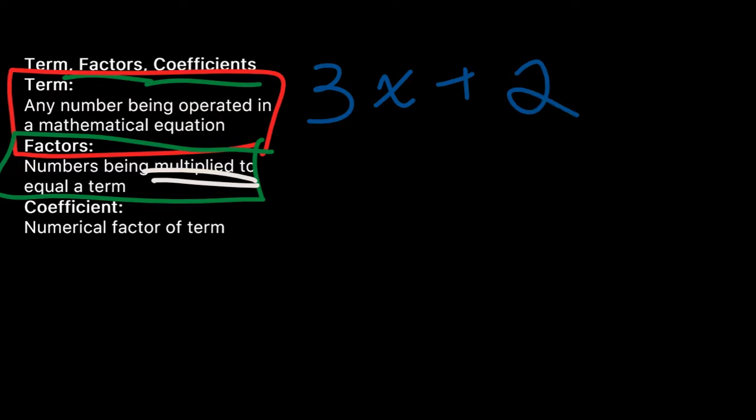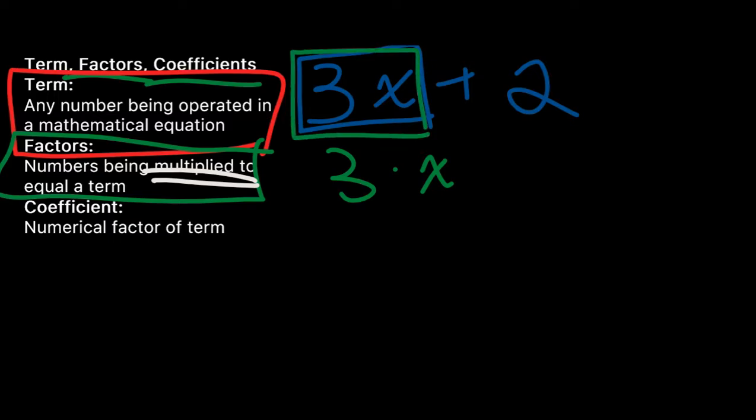Alright, so 3x is equal to 3 times x. You probably should have known that. But basically, whenever it says 3x, the gap between 3 and x is supposed to mean multiply. So 3x is equal to 3 times x. 3 and x are the factors of the term 3x.